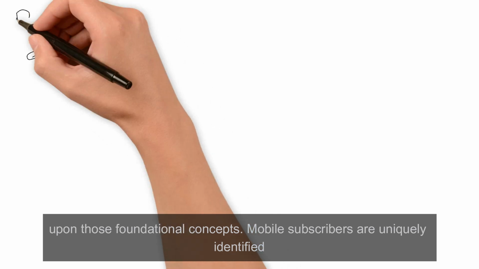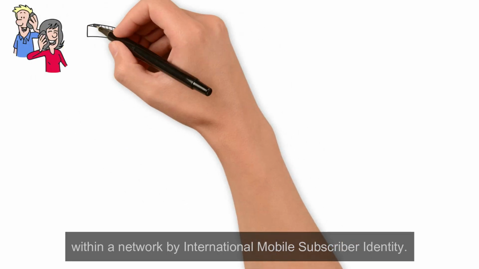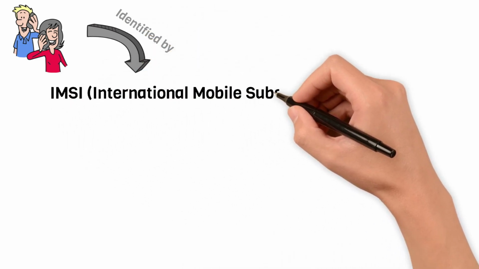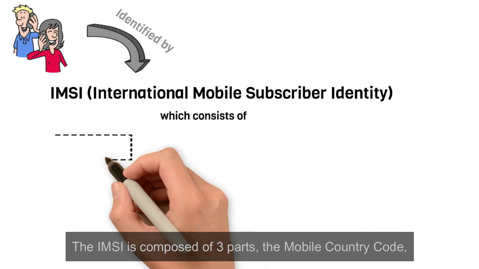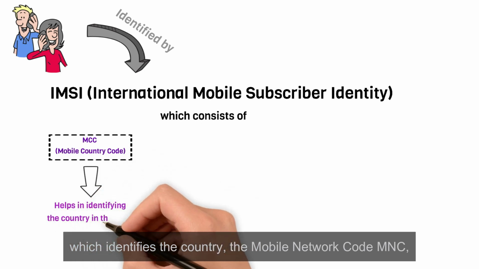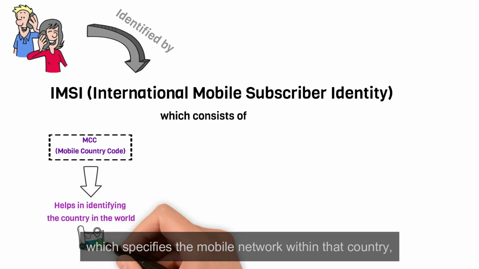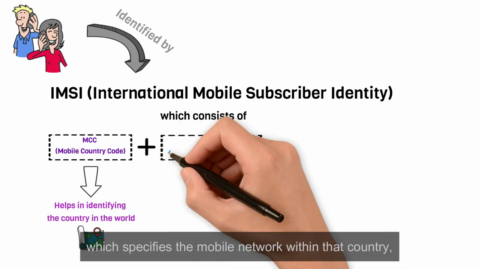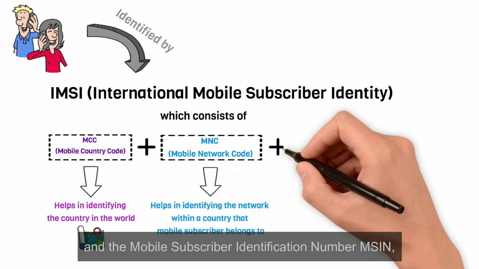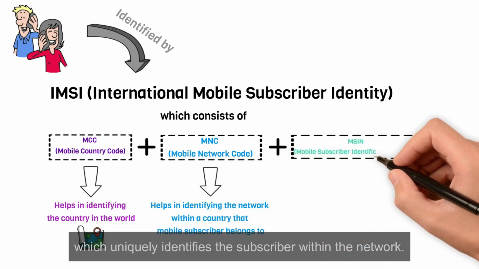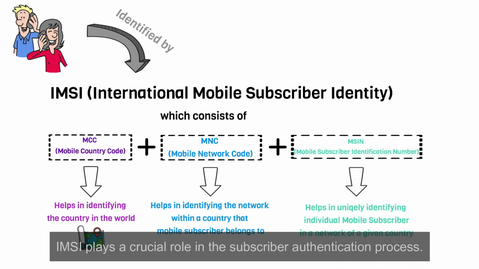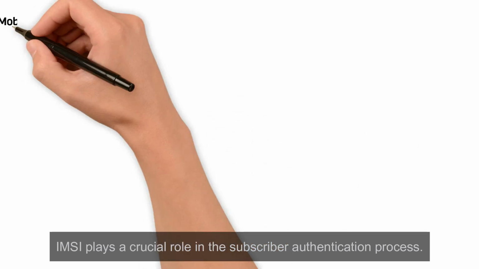Mobile subscribers are uniquely identified within a network by the International Mobile Subscriber Identity. The IMSI is composed of three parts: the mobile country code, which identifies the country; the mobile network code, MNC, which specifies the mobile network within that country; and the mobile subscriber identification number, MSIN, which uniquely identifies the subscriber within the network. IMSI plays a crucial role in the subscriber authentication process.